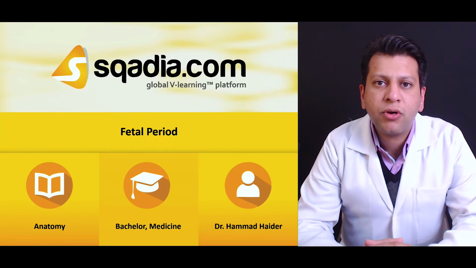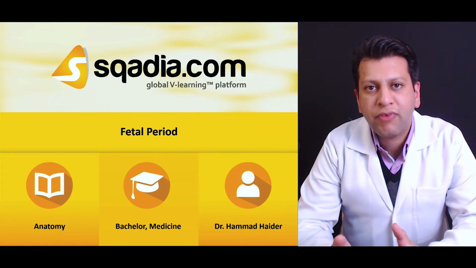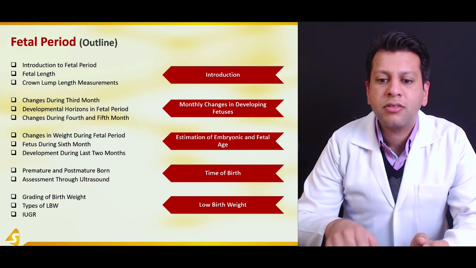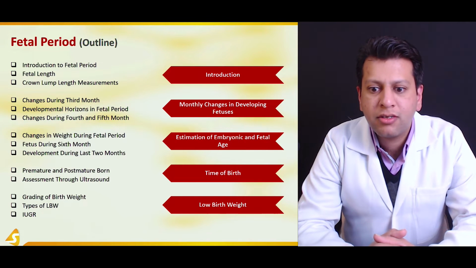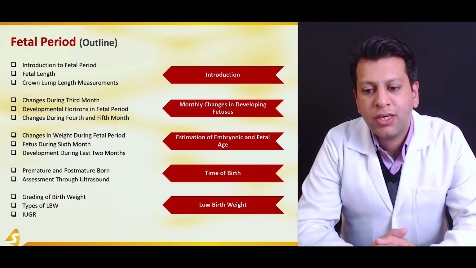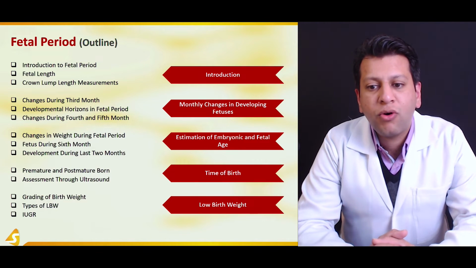Today my lecture would be on the fetal period and we will go through 5 sections of it. The first section is introduction. The second section would include the monthly changes in the developing fetus. The third section would include the estimation of embryonic and fetal age. Fourth would include the time of birth. And lastly, I will be discussing the problems associated with low birth weight.